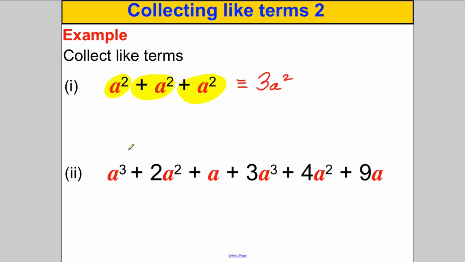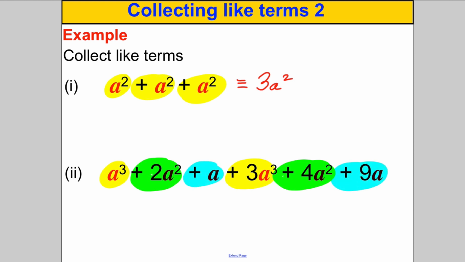Let's highlight our like terms. We've got an a cubed, so we're going to add a 3a cubed to that. They're like. We've got 2a squareds, and we're going to add 4a squareds to that, so they're like. And we've got a positive 1a, and we're going to add positive 9a to that. I might even write the 1 in there so I don't make any mistakes.